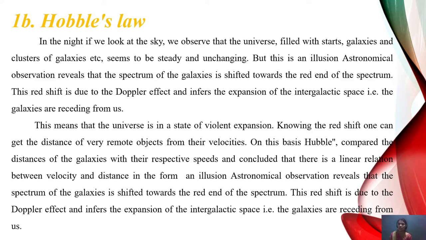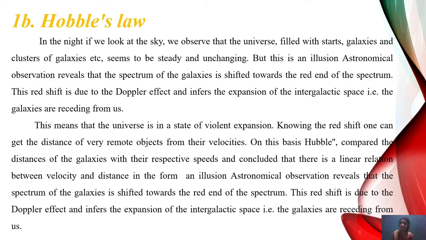Astronomical observations show that the spectrum of galaxies is shifted towards the red end of the spectrum. This redshift is explained by the Doppler effect and relates to intergalactic space, and the galaxies are receding from us. This means that the universe is not steady but is in a state of violent expansion.